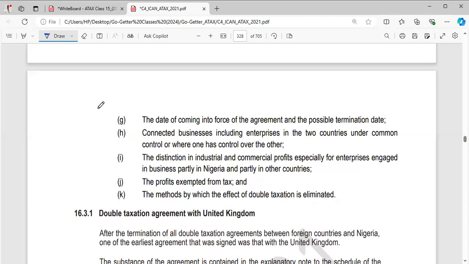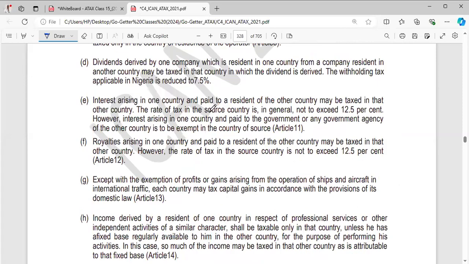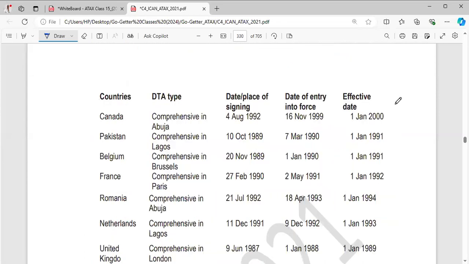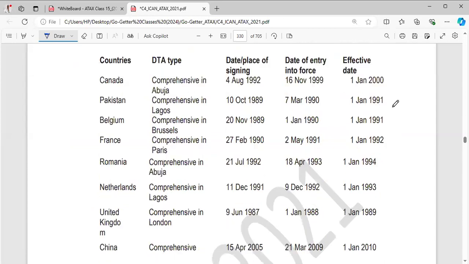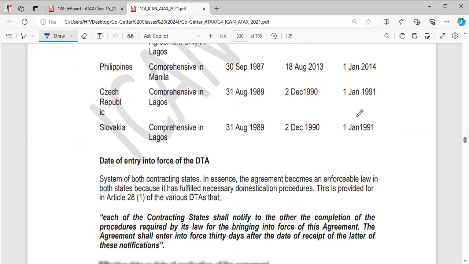Now we have double taxation agreement with the UK, so we will not need to read this. Double taxation agreement with the UK is there, so you take your time to read on that to see this effect. Now look at the countries that Nigeria has double taxation agreement with. So we have all of these here. So you take your time to look at it.